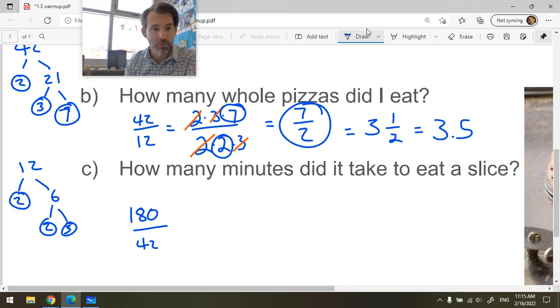I also know just by looking at this, I should get some number of minutes to eat a slice that's bigger than 1. I'm not eating one slice of pizza per minute or faster. It's going to be slower than that. There's way more minutes than there are pizzas.